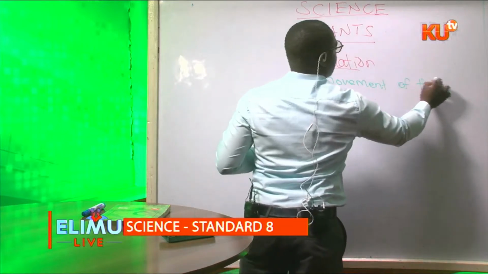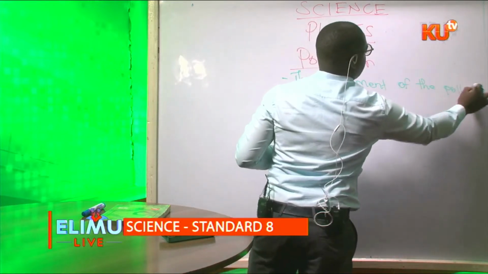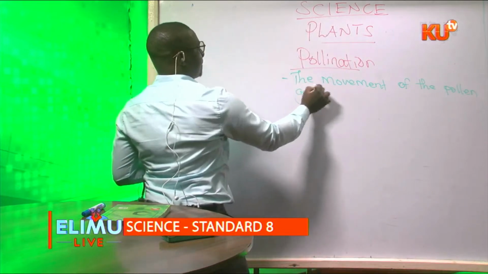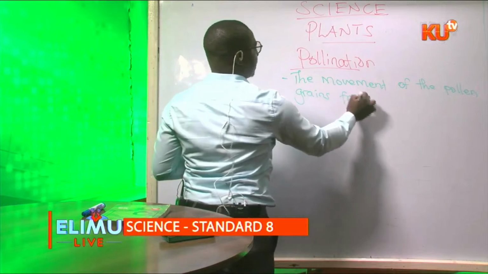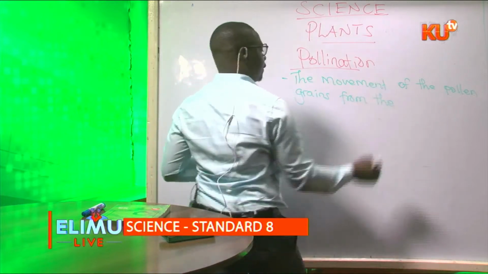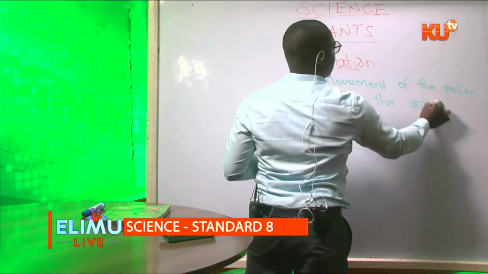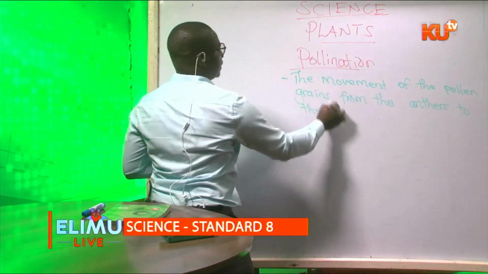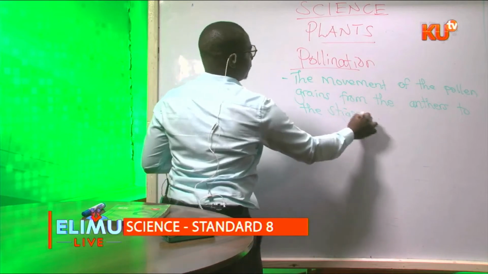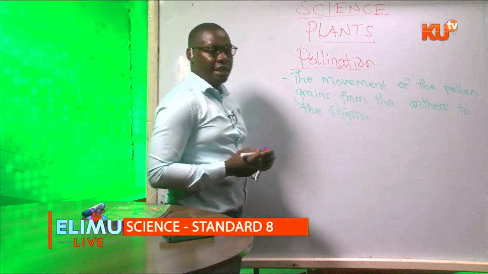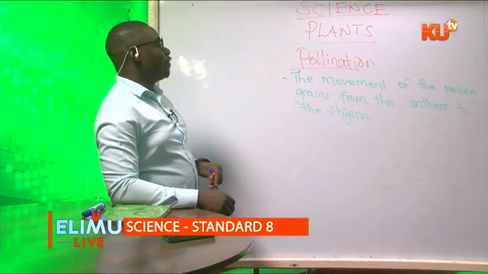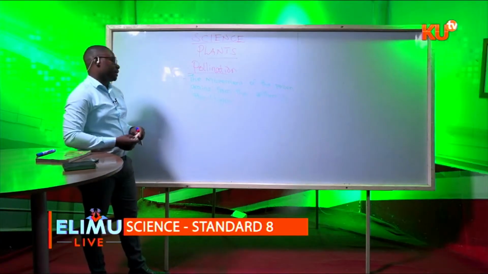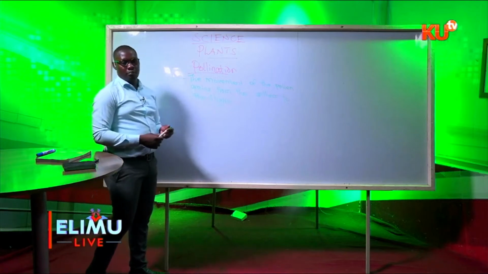Pollination is the movement of the pollen grains from the anthers to the stigma. That is the definition of pollination. So pollination is the movement of pollen grains from the anthers to the stigma. That is what we call pollination.